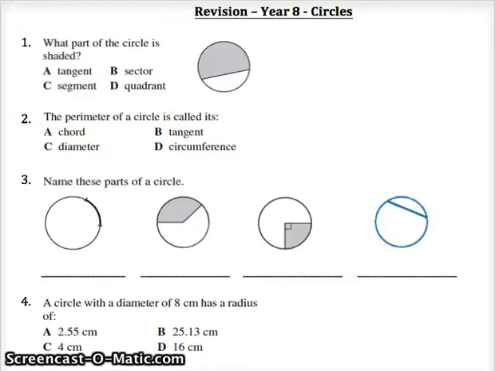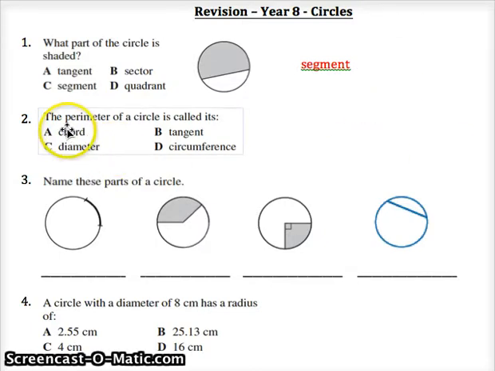Okay, this is revision, Year 8, circles. In the first question, we're asked what part of the circle is shaded. So we can see all this section here is shaded. We have a line here. This line is called a chord, and the area in here is shaded, and it's actually called a segment. So the answer for question 1 is a segment.